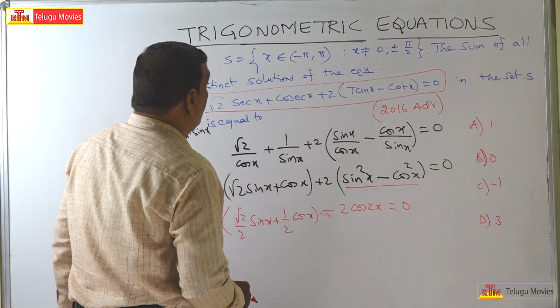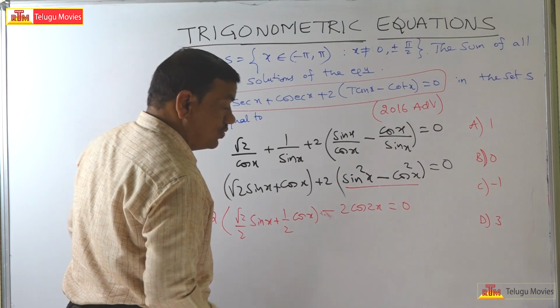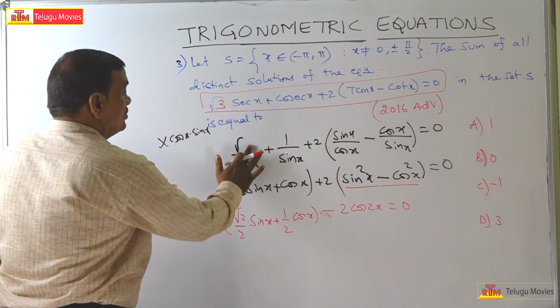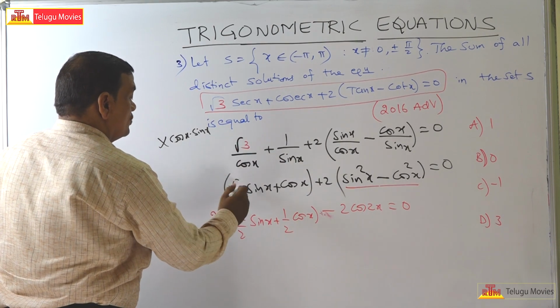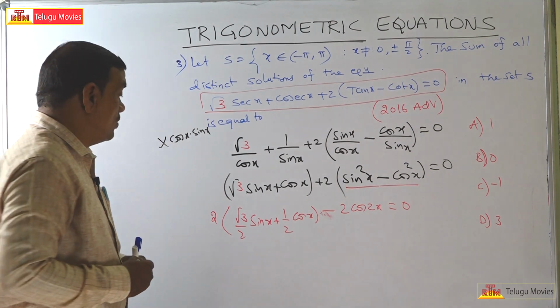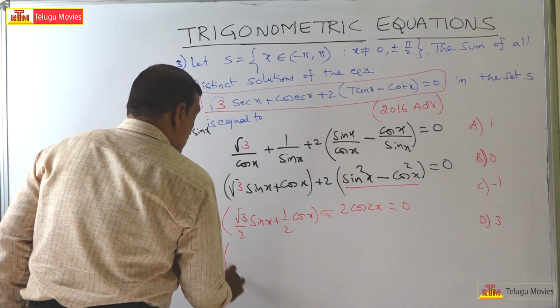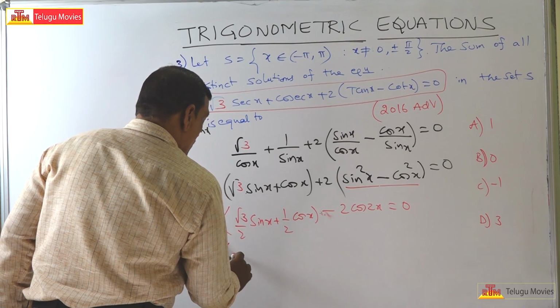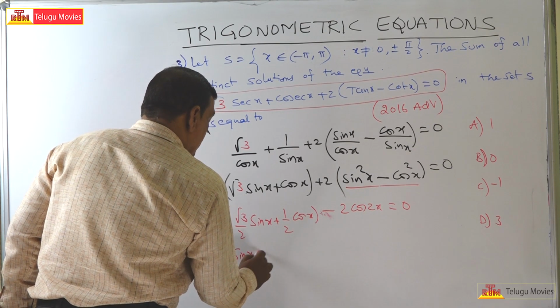So here once you check this, this is root 3. Sorry, I am telling root 3. So this is also root 3. Right, nice. Okay, now this is equal to 2 times sin x into sin.